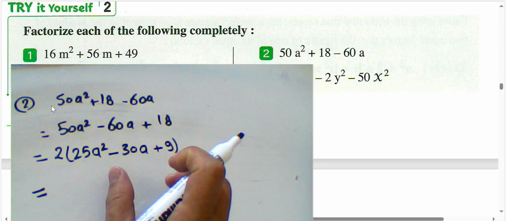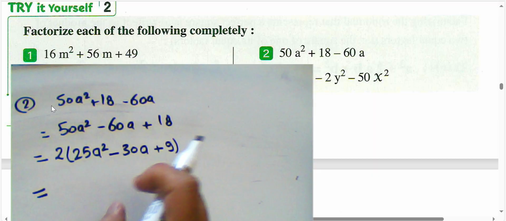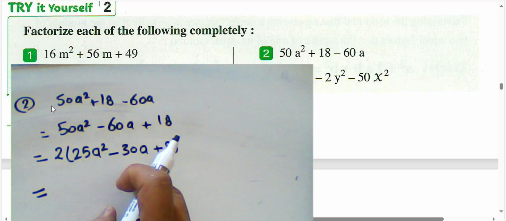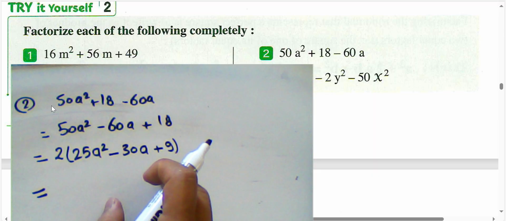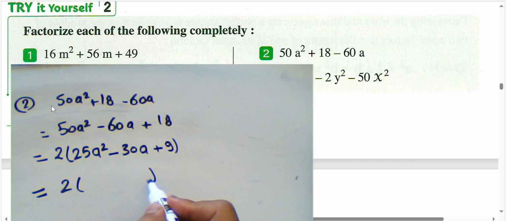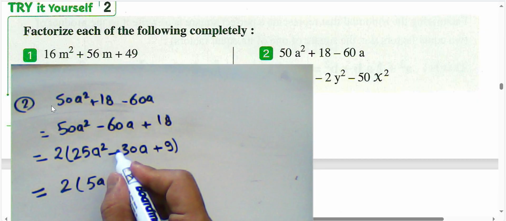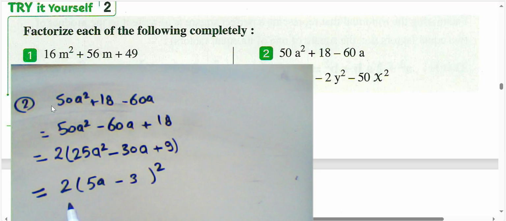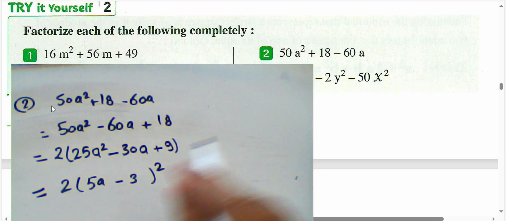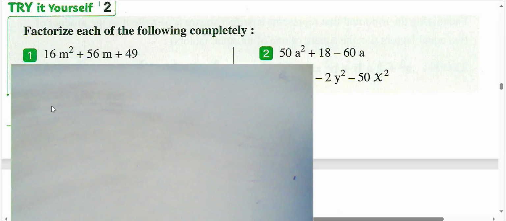This expression is a perfect square because in the middle we have 2 times the square root of the first and the third. You can find the result by writing the square root of the first, which will be 5a, the square root of 9, which will be 3, and write negative and power 2 outside. Okay, next question, number 3.